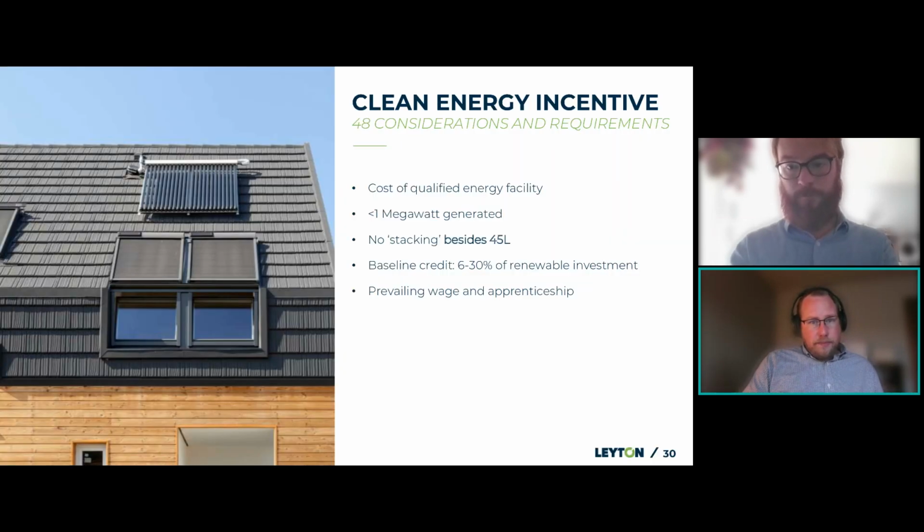Next slide. So the considerations and requirements at play is, as mentioned, the cost of the qualified energy facility, as this goes into design elements, infrastructure updates, equipment costs, labor associated. All of that can be figured out to be covered under the ITC credit.